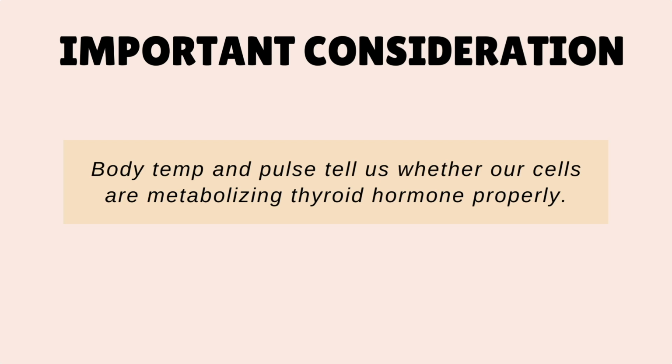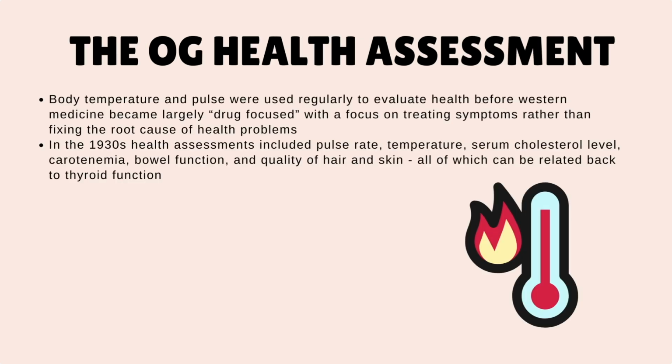Your body temperature and pulse measurements help us understand whether our cells are actually metabolizing thyroid hormone properly and are one of the simplest ways to assess the health of your thyroid system. Dr. Ray Peat says, quote, "On average, people have the greatest ability to resist stress and recuperate from injury if their temperature is a little above average and their pulse rate is a little above average.